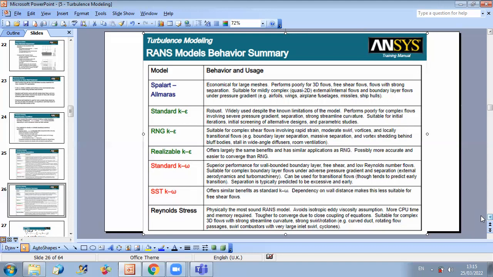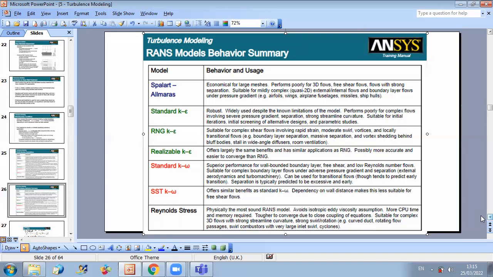Okay. Now, concerning the Reynolds stress model, it represents the most sound Reynolds model. It is one of the best Reynolds stress models, but the disadvantage is it will take higher computational time. It avoids the isotropic eddy viscosity assumption, but we need more computational time, and higher memory is required.